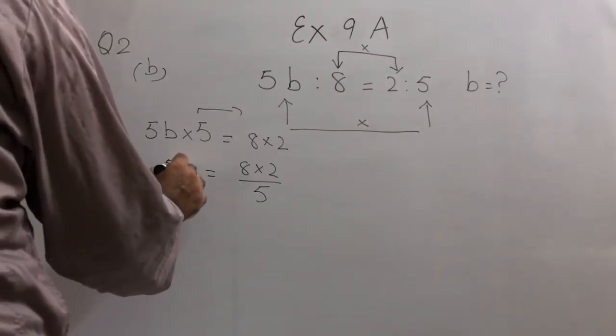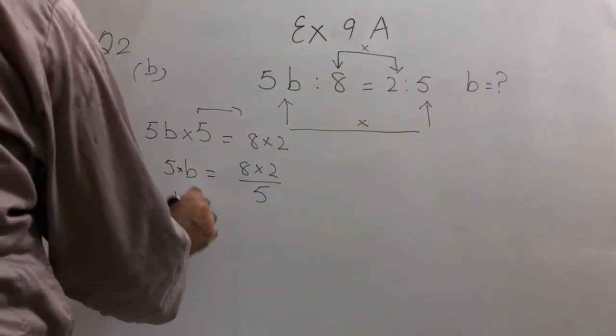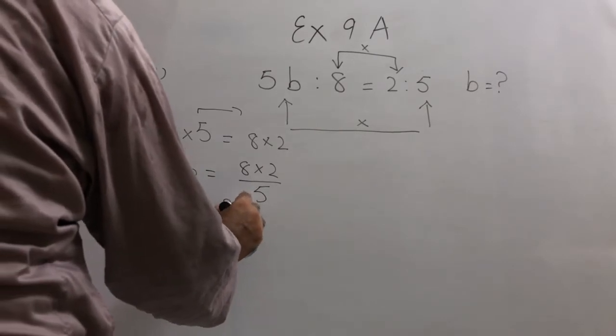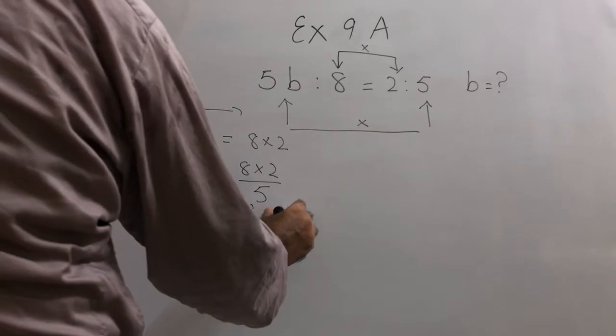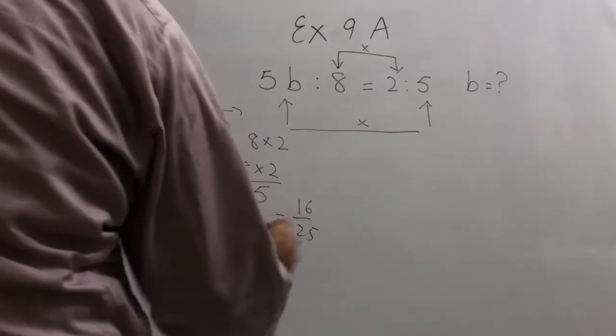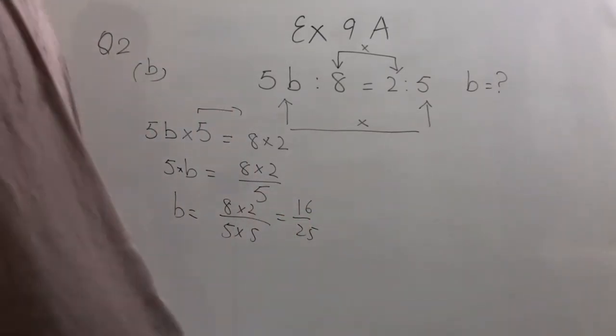Again, this 5b is 5 multiplied by b. We will take this 5 to the other side. It will be divided there, down. Okay. So 8 2s are 16, so b is 16 over 5. This is the answer for part B.